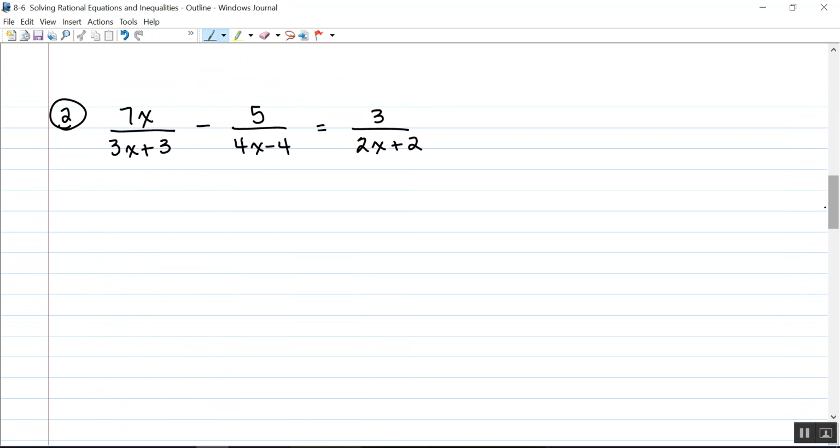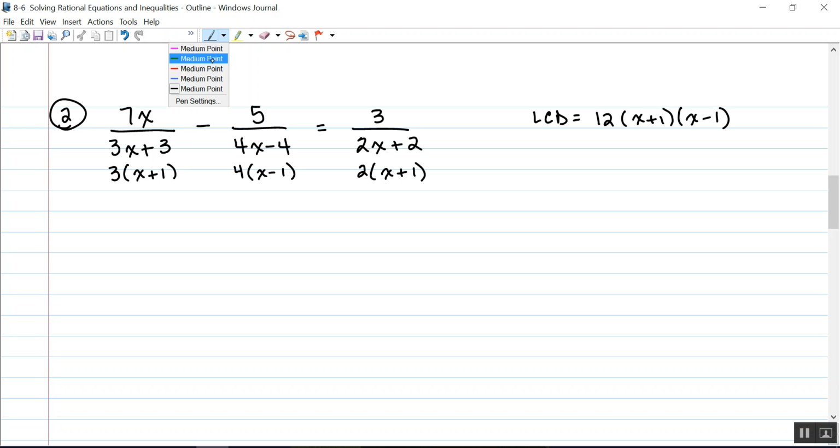Here's another example. 7x over 3x plus 3 minus 5 over 4x minus 4 equals 3 over 2x plus 2. So in order to find my common denominator, I'm going to have to factor each one of these. So this is going to factor into 3 times x plus 1. This is going to factor into 4 times x minus 1, and this is going to factor into 2 times x plus 1. So my common denominator, if I'm looking at the 3, 4, and the 2, that's going to give me a 12, and then I'll need to have an x plus 1 and an x minus 1.